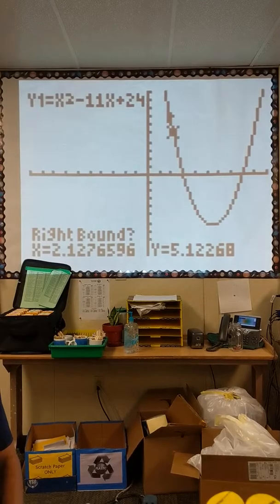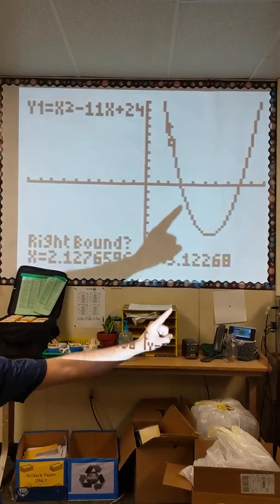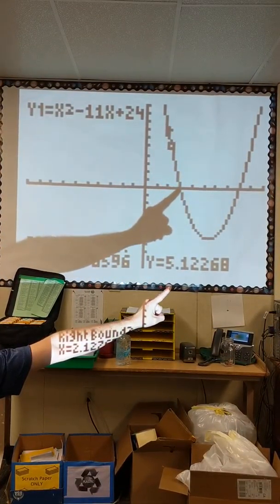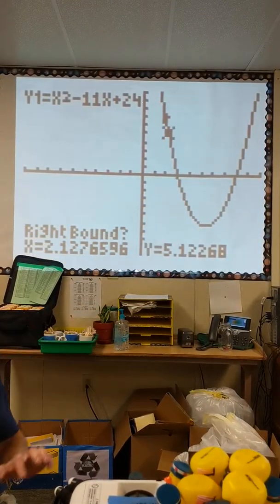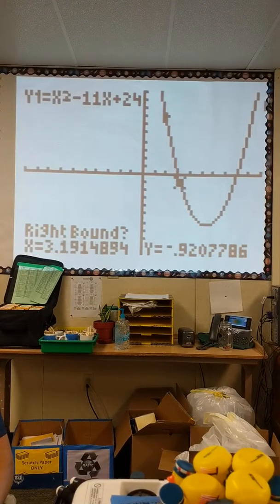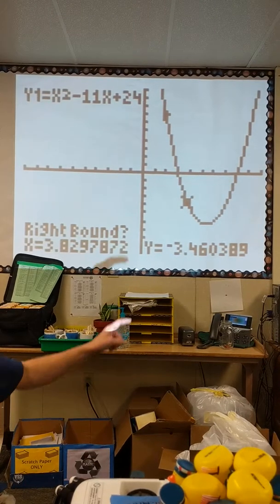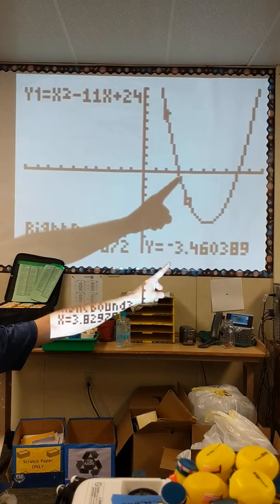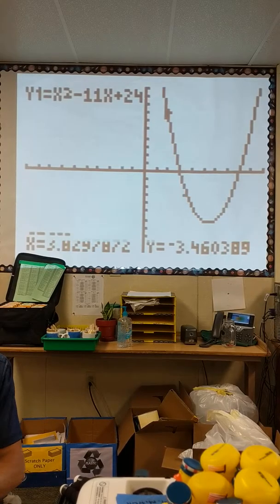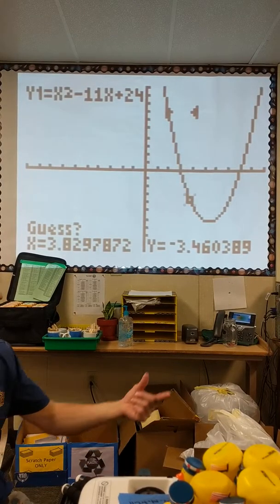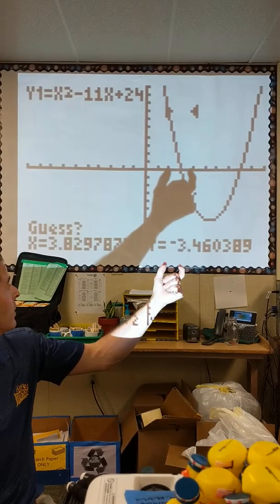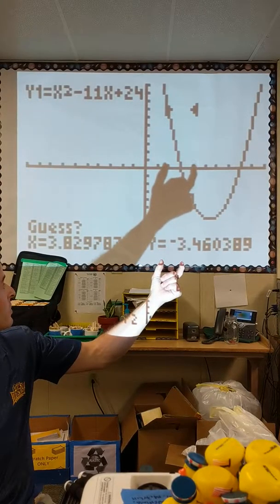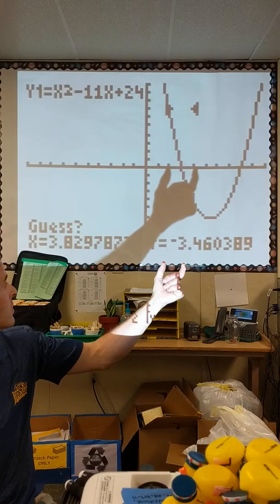And then it's asking me to find the right bound. So again, this is the x-intercept I want to find right now. So I'm going to just tell it how far right to look. So I'm going to scroll, pressing the right arrow, a little bit to the right of where I think the x-intercept is, and I'm going to hit enter. So right now I'm telling it, don't look left of here and don't look right of here, which kind of makes sense, like my x-intercept's somewhere in between my fingers.